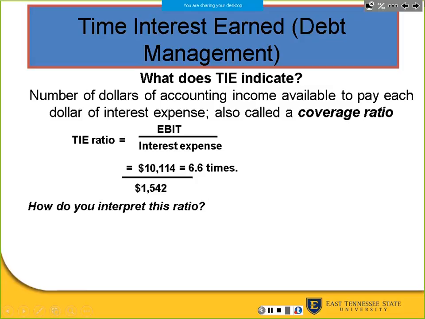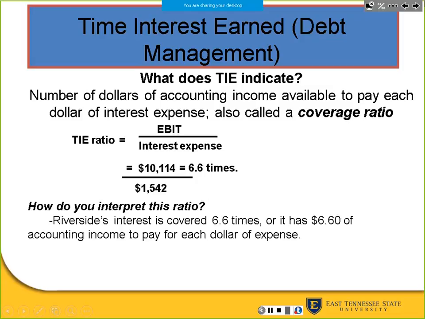So we should get a TIE ratio of 6.6, or 6.6 times. What do we add to get the 10,000? The net income plus the interest. Oh, okay, and then take it back from there. Yeah, and then divide it back off to get 6.6 times. So what the TIE ratio is going to tell us is that based on our current financial position, we're taking $6.60 of income to pay for each dollar of interest expense that we have, or our interest is going to be covered 6.6 times.